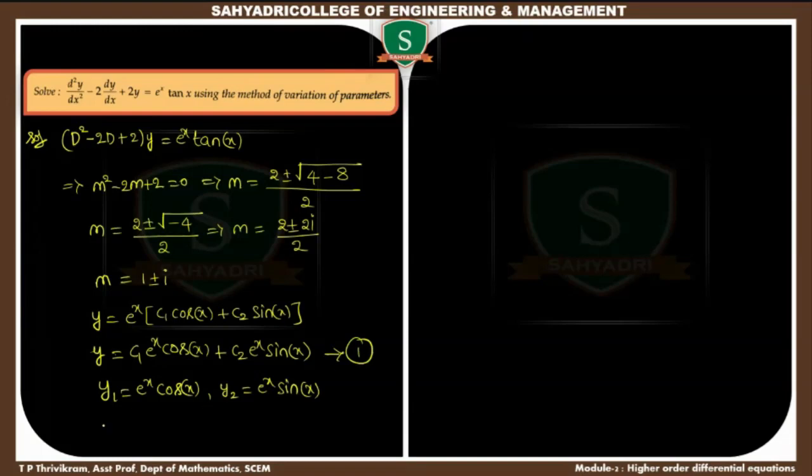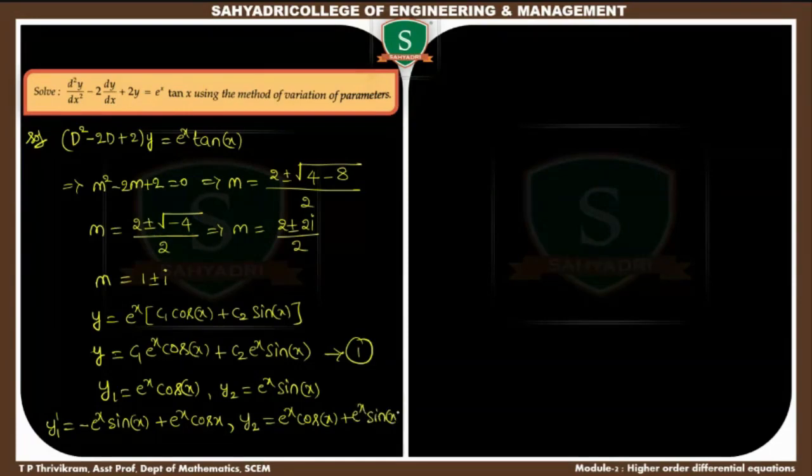Okay, now find out y1 dash. You have to apply the product rule this time. So minus e power x sin x plus e power x cos x. Similarly, y2 dash, if you apply the product rule, is e power x cos x plus e power x sin x. Okay, so now the Wronskian W is equal to y1 y2 dash minus y1 dash y2.